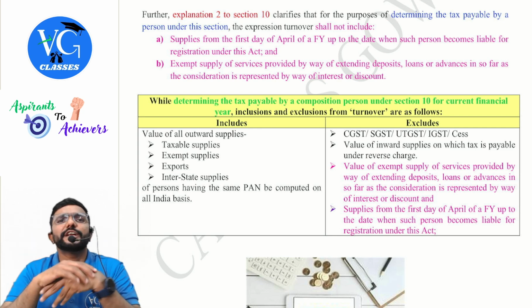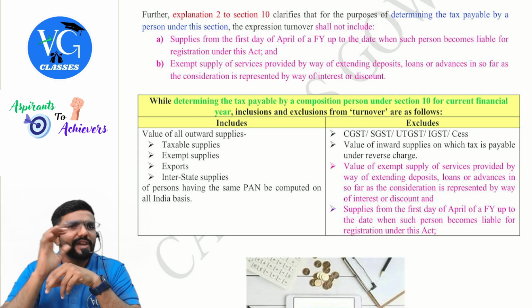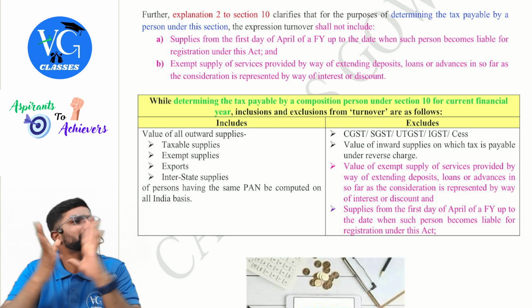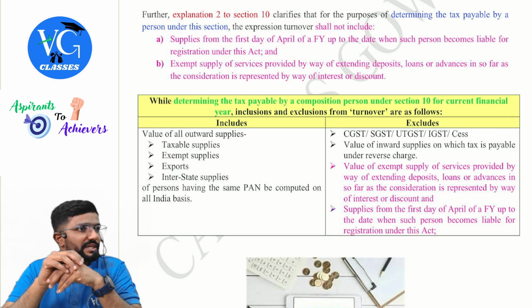I want to straight away get into the composition scheme. In the application for registration itself, that is in REG 01, you will give an intimation. Straight away I want to start with composition. You will choose there only, composition, section 10.